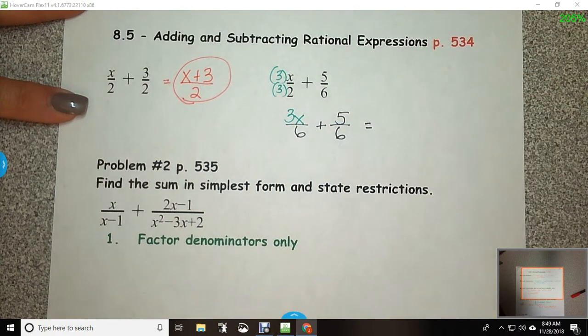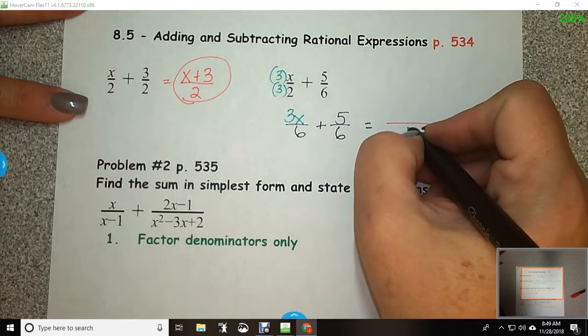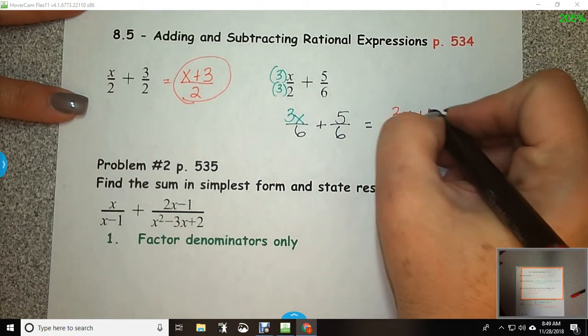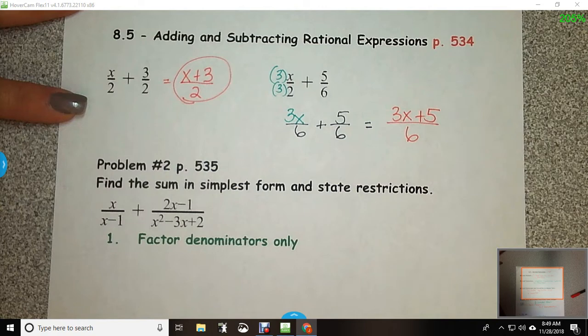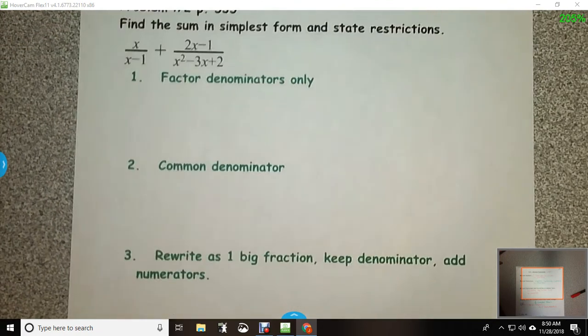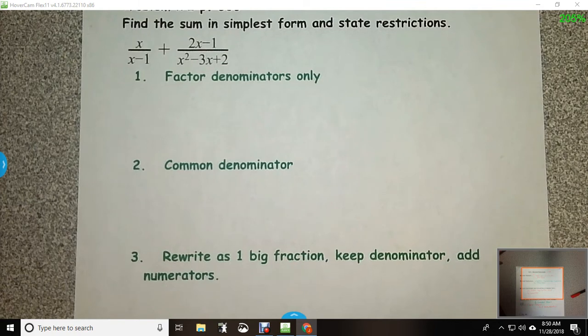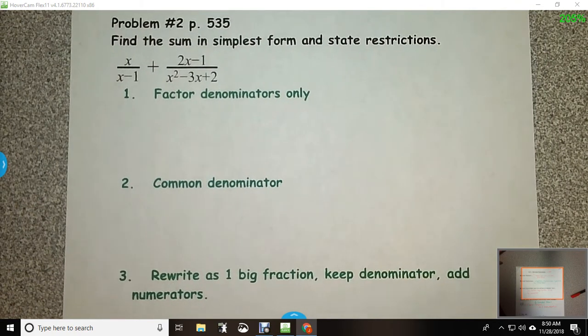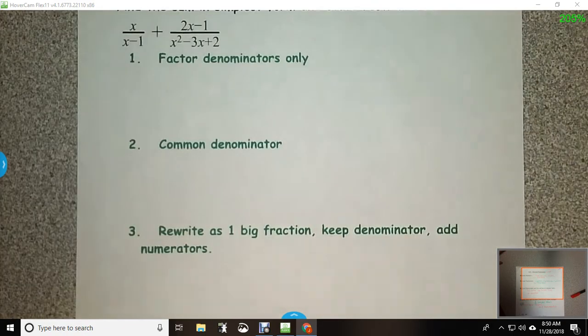Now that I have a common denominator, I keep my denominator, first numerator plus the second numerator, and that's it. So now, when we start working with rational expressions like this, where I have variables in the denominator, I've got to work a little bit harder for this. It's not too bad, but you've got to take it one step at a time.